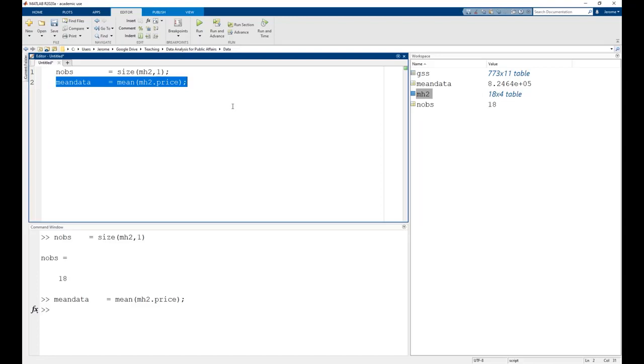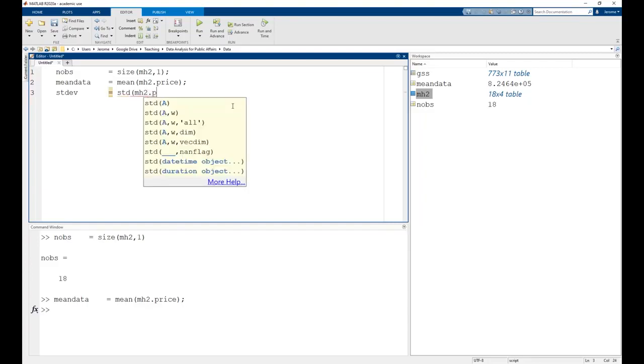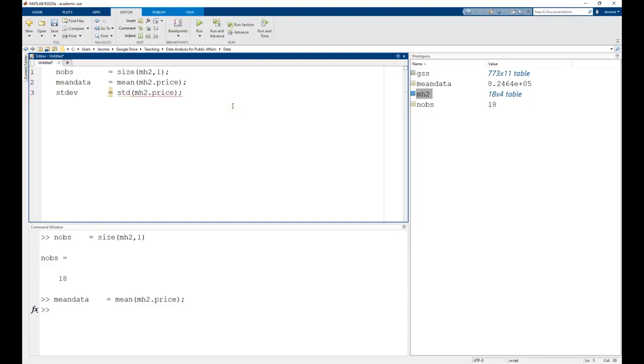$824,000. Now, in order to calculate the confidence interval, what we need is the standard deviation. Note here we have to calculate the sample standard deviation, which is exactly what MATLAB calculates. So let's call it stdev, which is equal to std of mh2.price. And that standard deviation is now stored here.